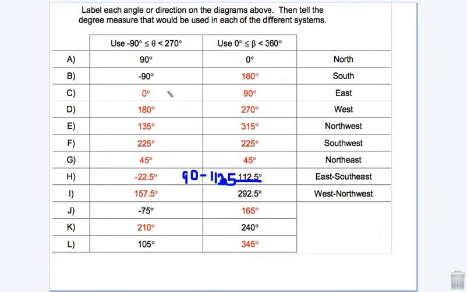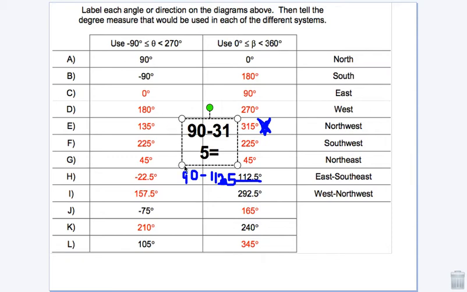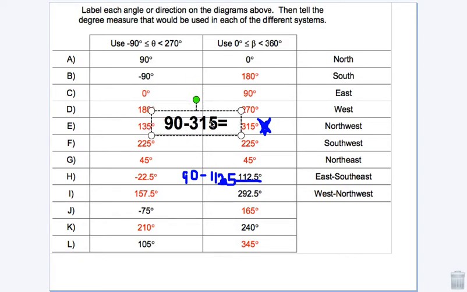Let's look at another one. Let's see. Trying to find one. Here we go. Let's say we know the bearings are 315 degrees. How did we get 135 degrees? Because if you do, let me do it this way. If you do 90 minus 315, okay, you don't get 135 degrees. Let me make this bigger. Here we are.